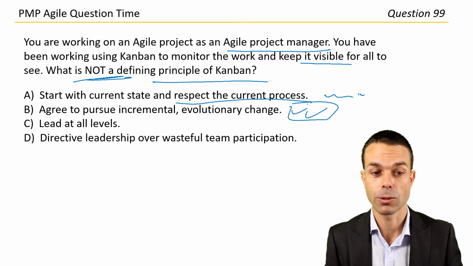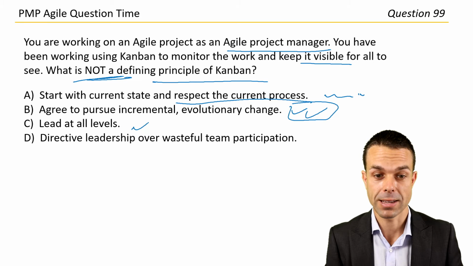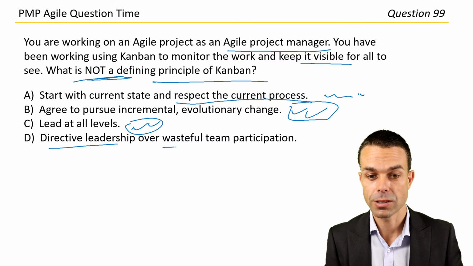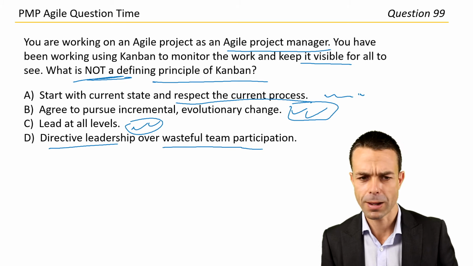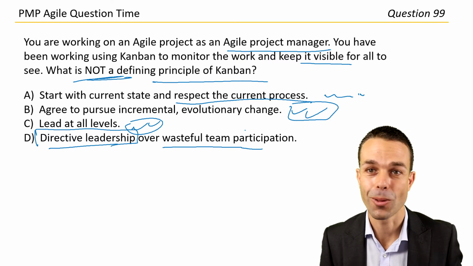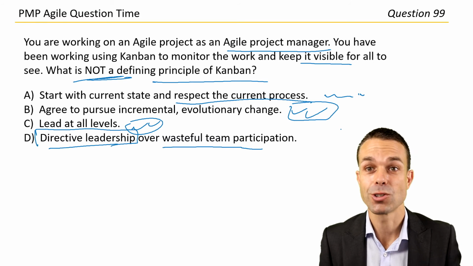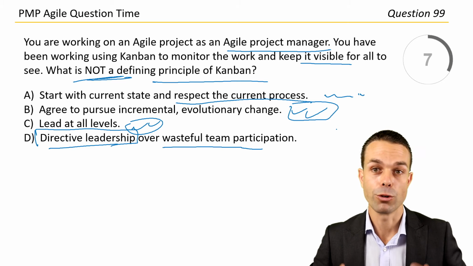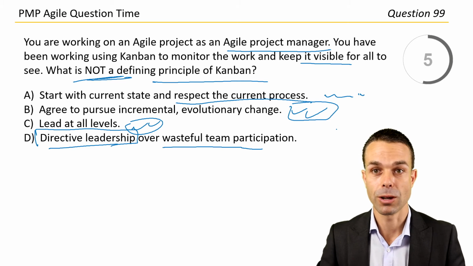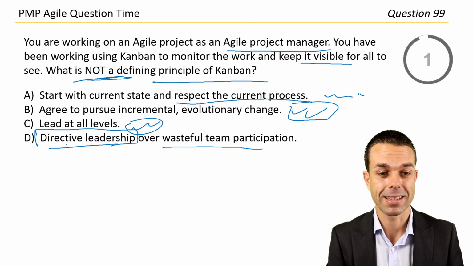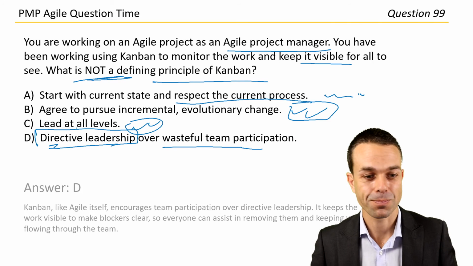Definitely. We're constantly wanting feedback. Lead at all levels? Yes, definitely leading at all levels. Directive leadership over wasteful team participation. Directive leadership, as we know, that's not the way in an Agile team. It's servant leadership where we're serving the team by growing the team and removing blockers for them to do their work, for us all to do our work. So the incorrect answer being the correct answer here. Let's go with answer D.